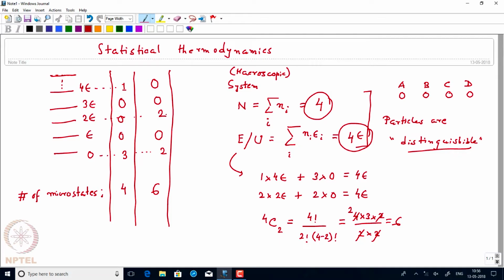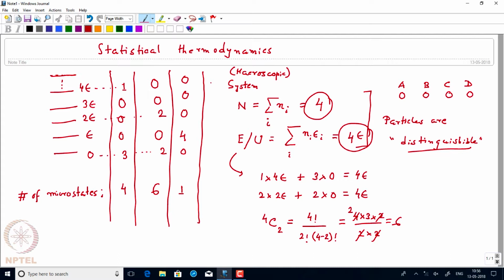Now you see that the moment I choose the 2 particles for state 2 epsilon, the other 2 particles in the 0 level are automatically chosen. So it is very straightforward. Now similarly you can have other distributions. For example, if I have 4 particles, there will be one distribution where all 4 particles are in energy level epsilon, but that will have just number 1 because it's a unique distribution.